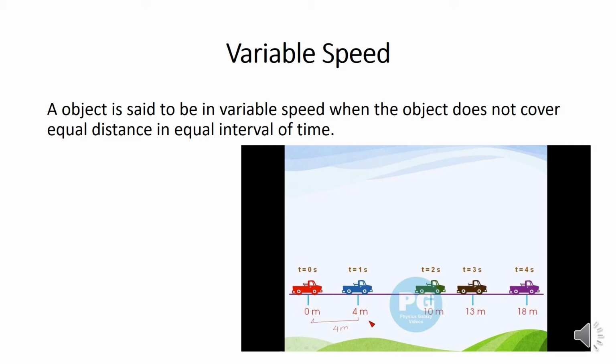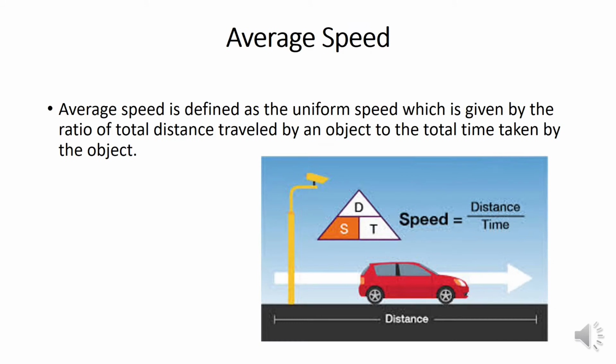Okay. Now, what is average speed? Average speed is defined as a uniform speed which is given by the ratio of total distance traveled by an object to the total time taken by the object. Whether it is uniform speed or variable speed, the total distance covered by the car upon the total time taken, when you divide the two, you get the average speed. Okay, so it's the total distance upon total time taken.